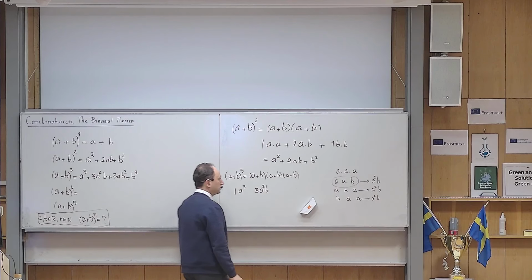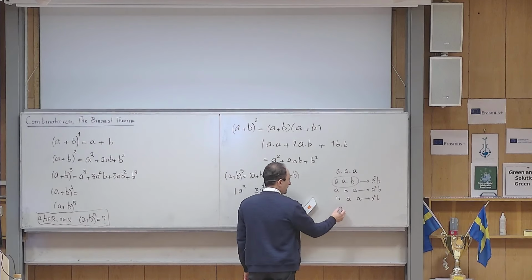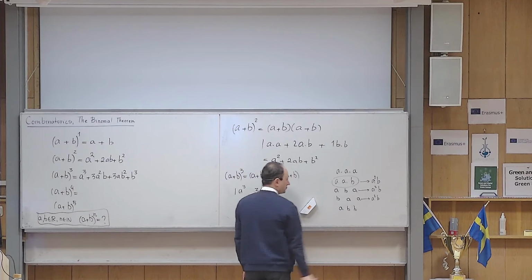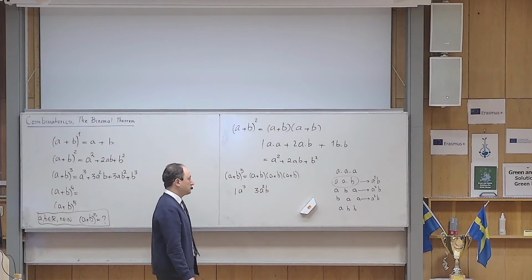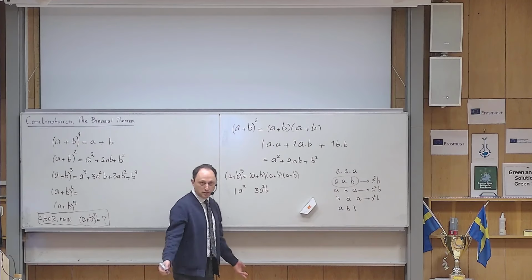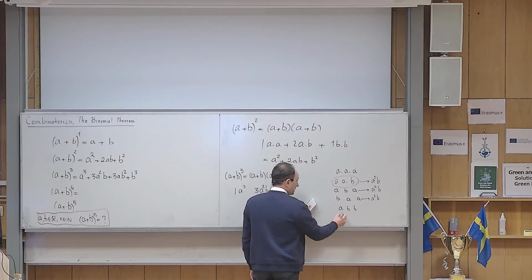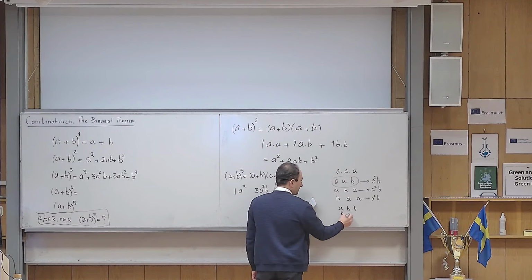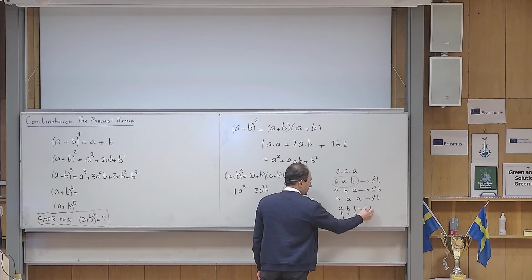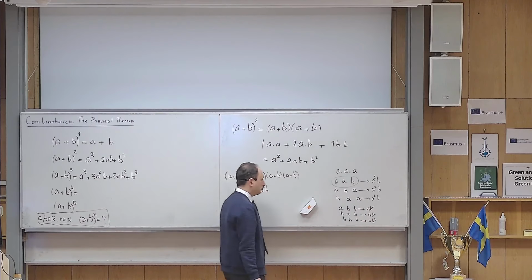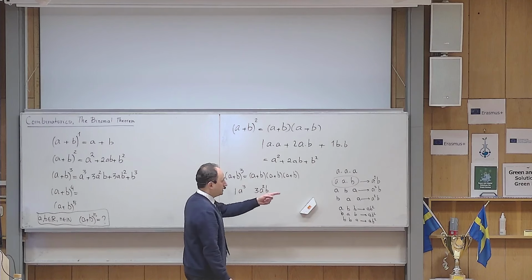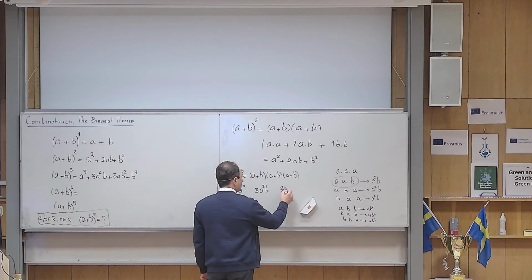And I hope that you agree that the other opportunity is that I have 1 A and 2 B's, yes? In how many ways can I choose 1 A and 2 B's? Again, 3, yes? A, B, B; B, A, B; and B, B, A. But this will give rise to AB squared. This will also give rise to AB squared. This will also give rise to AB squared. So when I expand, there will be 3 AB squareds involved. So I add them up, and it becomes 3AB squared.